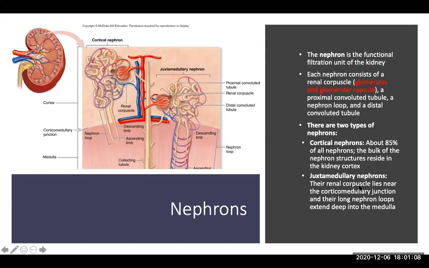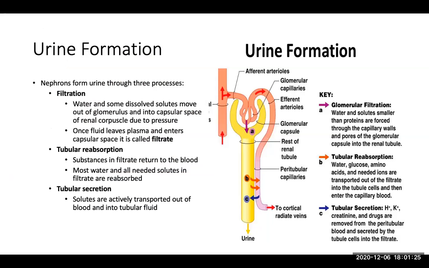There are two types of nephrons. The cortical nephrons are about 85% of all the nephrons. The bulk of the nephron structures reside in the kidney cortex. In juxtamedullary nephrons, the renal corpuscle lies near the corticomedullary junction, and their long nephron loops will extend deep into the medulla.